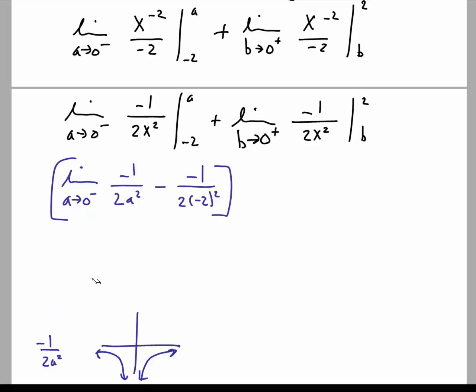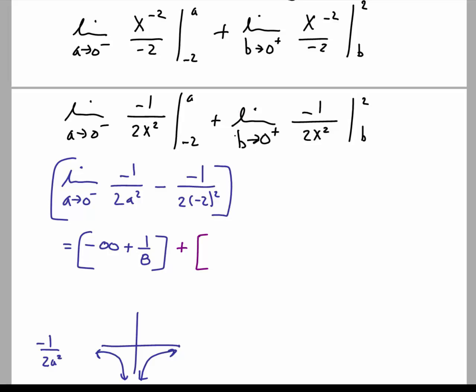Okay, so as we approach 0 from the left, we can see this is going toward negative infinity. So this is equal to negative infinity plus, negative times a negative is a positive, or minus a negative is the same as a positive, 2 squared is 4, 4 times 2 is 8. So this is negative infinity plus 1/8. And we could stop there because as soon as I have infinity in anything here, I know that I'm going to have a divergent area.